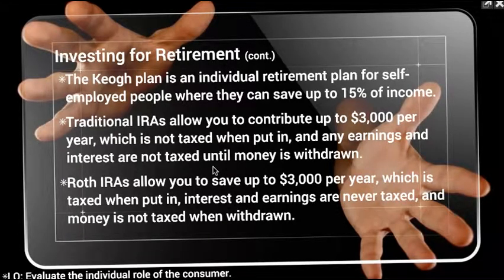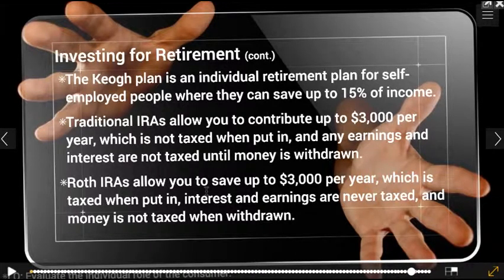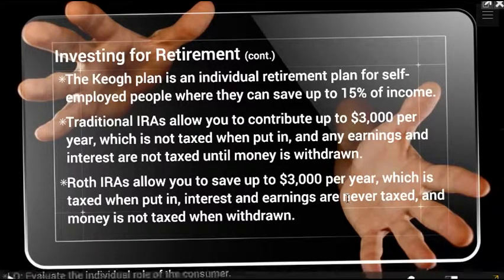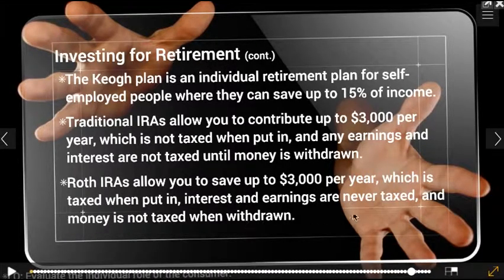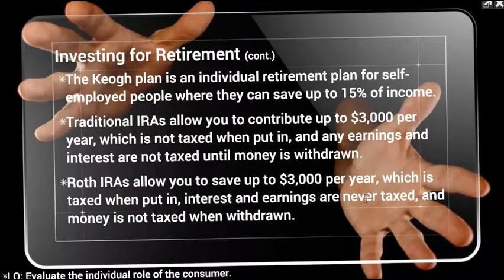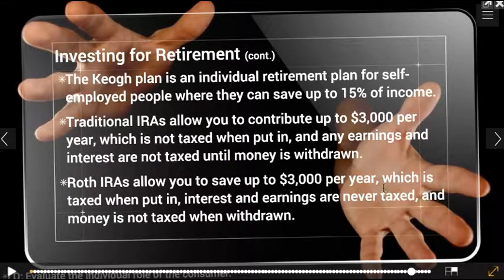If, however, coming up with the $3,000 that you can put in per year is not a problem, a Roth IRA may be a better option. Because yes, you're using post-tax dollars, but you're never going to pay taxes on the interest and the earnings that you make, and you're not going to be paying taxes when you withdraw that money.